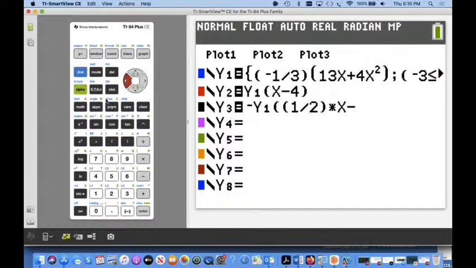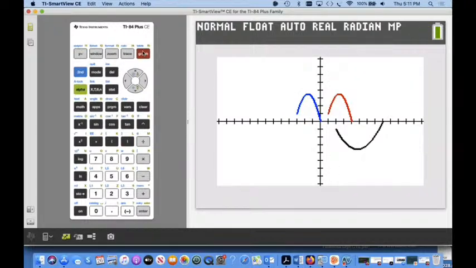I actually just misread it. So let me insert a parentheses in front of that x. There we go. 1/2 times the quantity x minus 8. And that's all inside the parentheses of the function argument. Right. So enter that, graph that, and there we go.